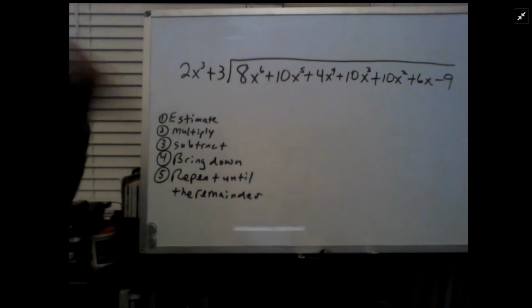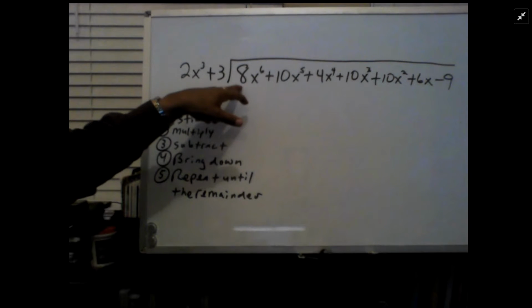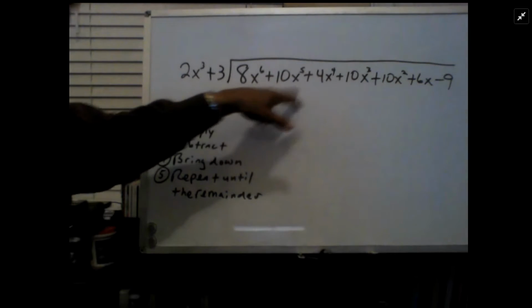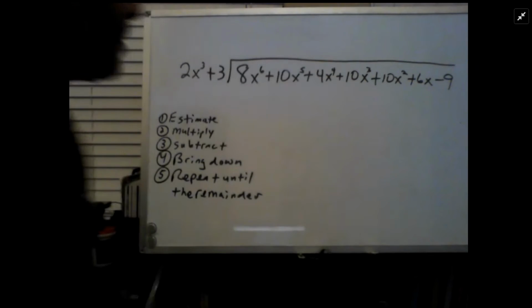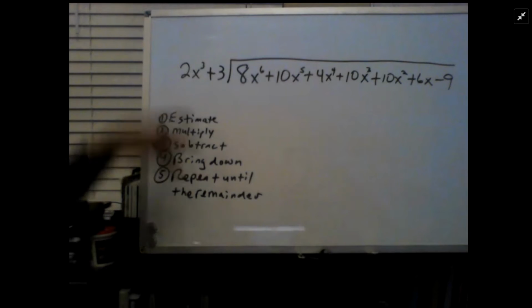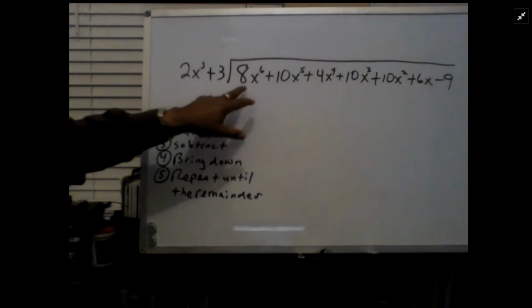In this case, we're not doing 2x to the third plus 3 divided into 8x to the 6th plus 10x to the 5th plus 4x to the fourth plus 10x to the third plus 10x to the second plus 6x minus 9. But so its estimate is just the 2x to the third divided into the 8x to the 6th to start us off with.